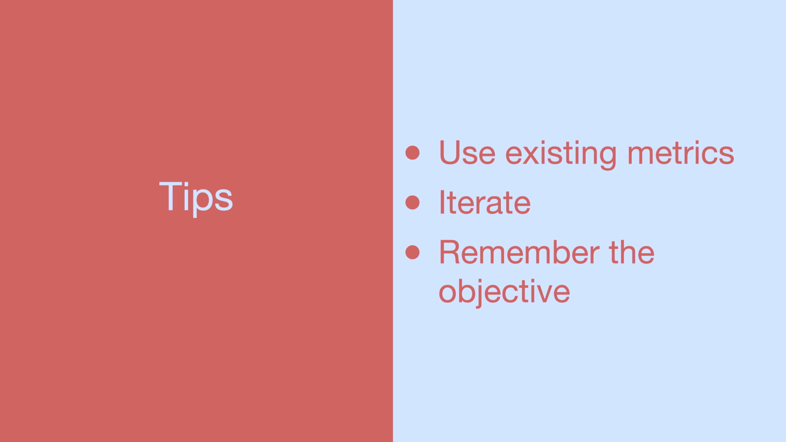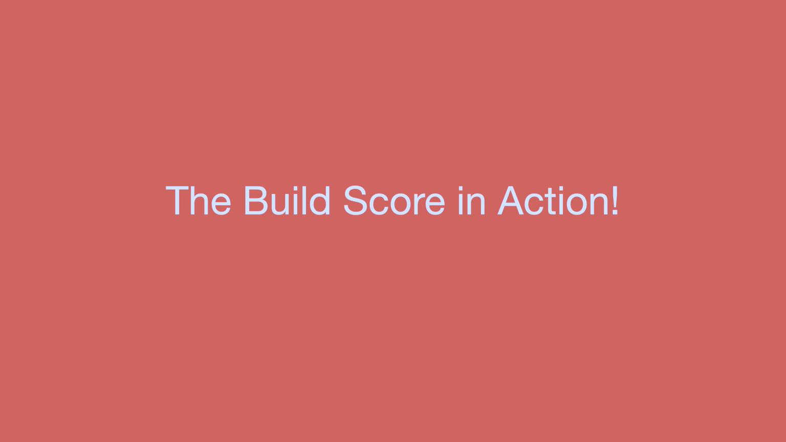And the third one is remember your objective. In our case, the objective is to be able to measure the developer build experience. So we don't really try to go too much around it, because our objective is just to get a sense of what's the state of the builds. And lastly, I want to go through some examples of the build score in action.